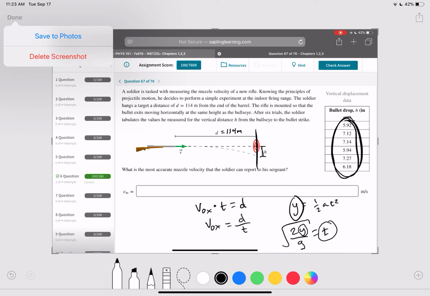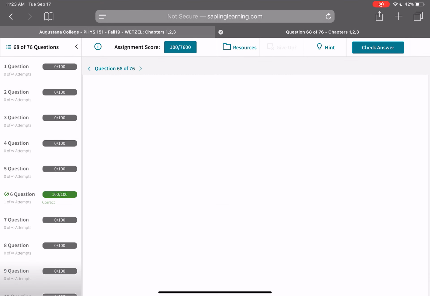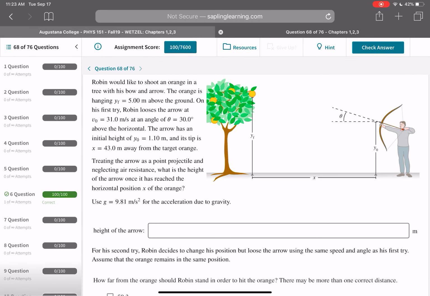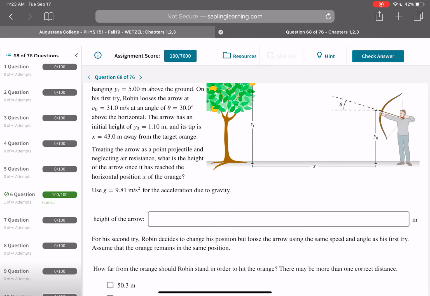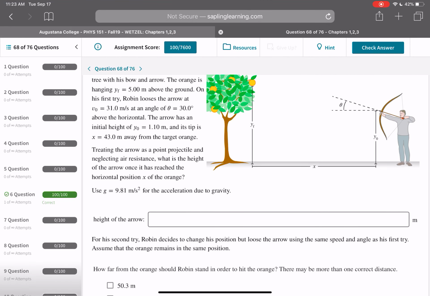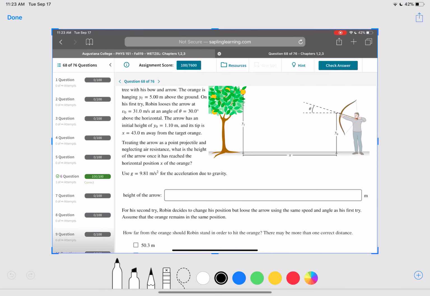Okay, next. Robin would like to shoot an orange in a tree with a bow and arrow. This is a really tricky problem. The orange is hanging 5 meters above the ground. So there's your orange, 5 meters.